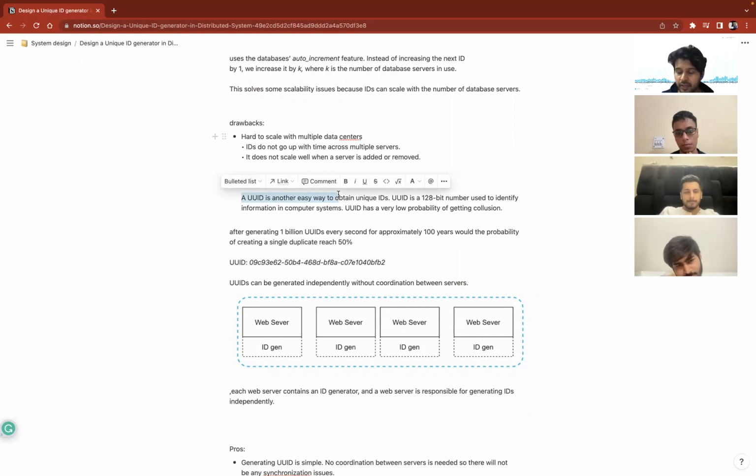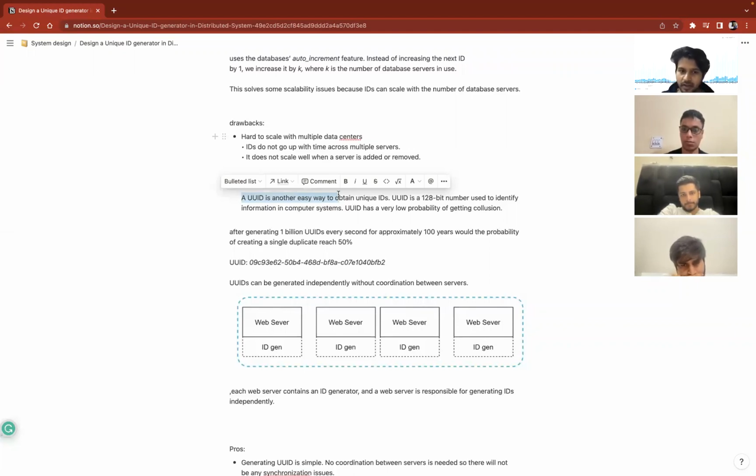It is again a very simple way. This is an algorithm which is proven worldwide for generating UUIDs. It is a 128-bit number used to uniquely identify various things, and you can use it in various shapes and forms. And it has a very rare chance of collision.